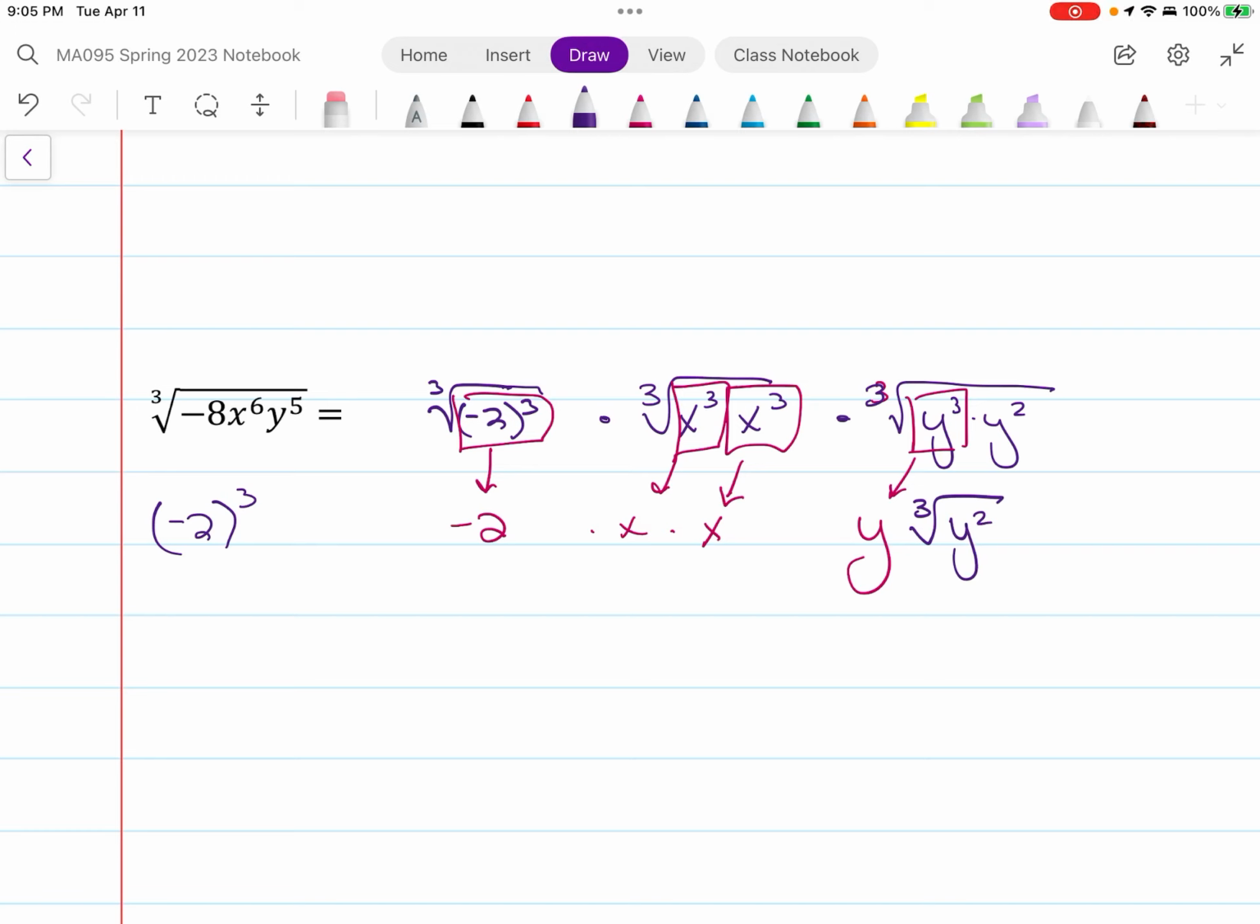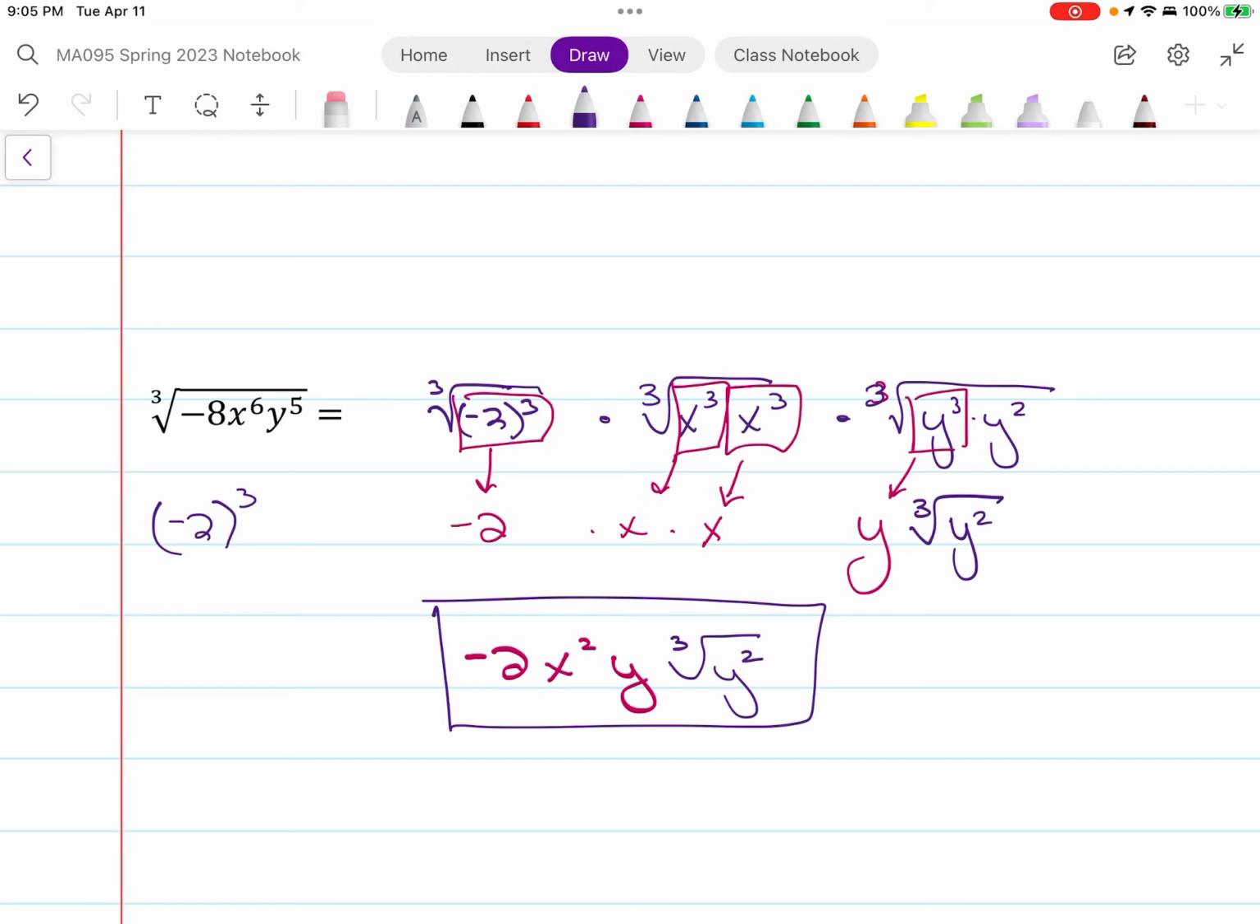All right, so see if you can pull that all together. You can pause it if you want to and see if you can pull it together correctly. All right, so I get -2 x squared y cube root of y squared. That's all one big term.